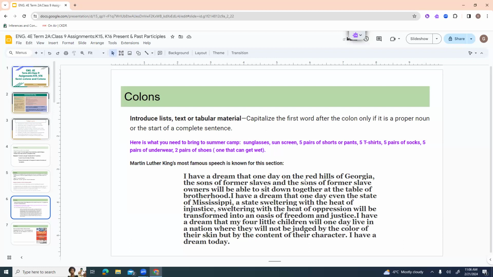Here, if we're introducing Martin Luther King's famous I Have a Dream speech, it's the beginning of his speech. The first word here is I, which is already capitalized. But even if it wasn't an I, if it was a different word like the, we would still capitalize it because it's probably the beginning of his speech. So it would have a capital letter.